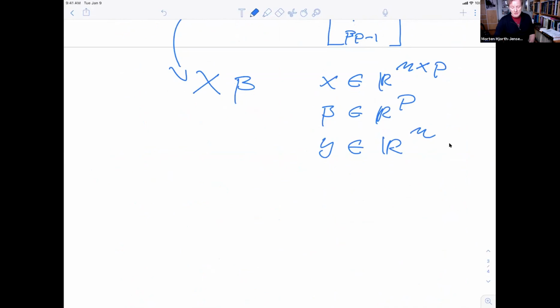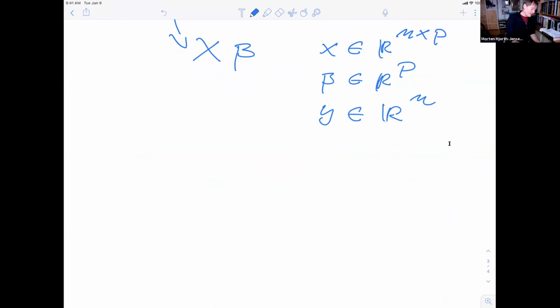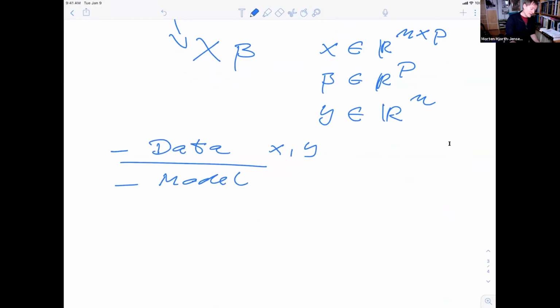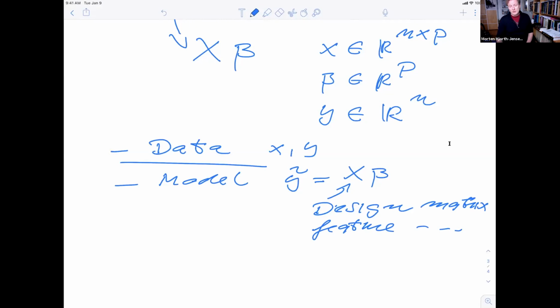And now what we need next is to find how to solve these equations. We need to set up that matrix, but we need to define the next element in machine learning. So we have the data, we have X and Y, and then we made a model where we say that Y tilde is given by this matrix X, normally called the design matrix or the feature matrix. This has many names, so I normally use design matrix or feature matrix. Depending on the context, you will see different names for these quantities.